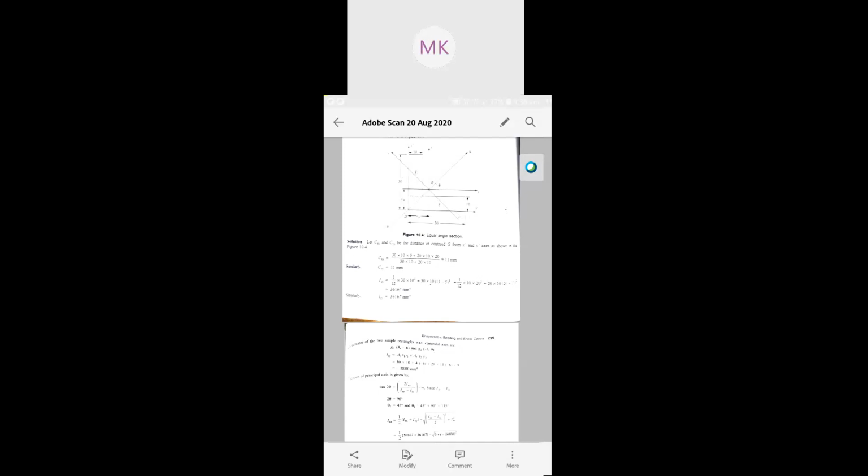I'm going to repeat it. Moment of inertia of A1 plus A1 into H1 square, close the bracket, plus moment of inertia of A2 plus A2 into H2 square. Are you able to follow me?